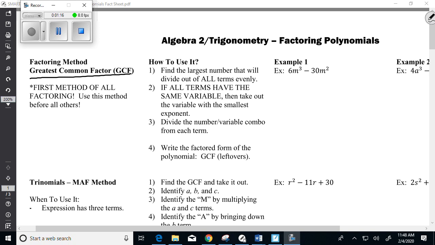So we look at example 1, 6m to the third minus 30m squared. First things first, find the largest number that will divide out evenly from all the terms. Keep in mind, sometimes this number could be the number 1. If you look at the example, 6 and 30 are both divisible by 6. So we're going to divide each part by 6.